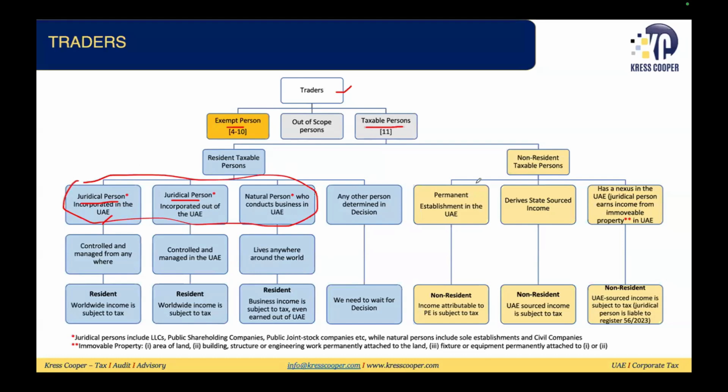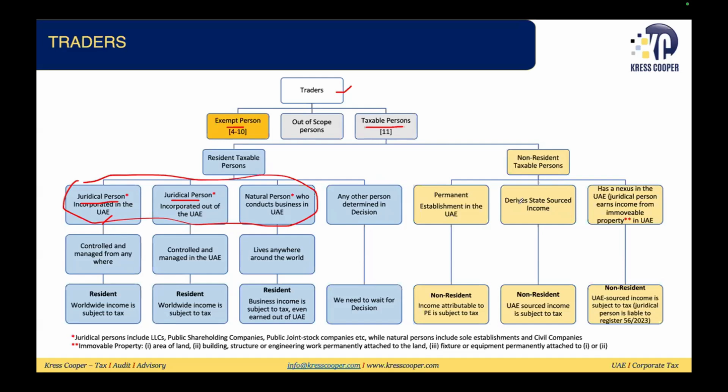Then there are non-resident taxable traders. Non-resident taxable traders means if there is any trading company based in Africa, and that company has a PE in the UAE, that PE of the African company will be considered a PE of a non-resident person. It will then be considered a non-resident trader in the UAE, and the income attributable to the PE in the UAE will be subject to tax in the UAE.